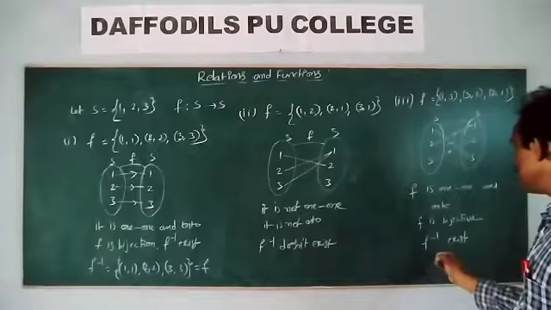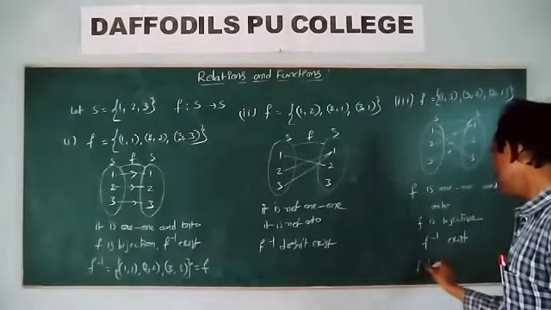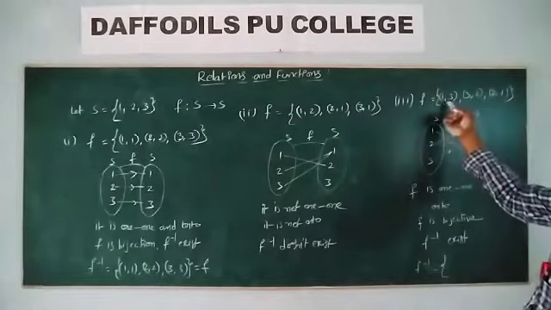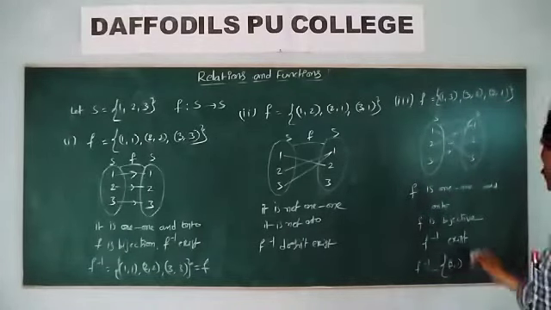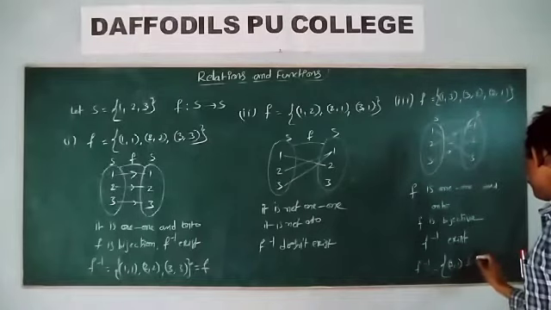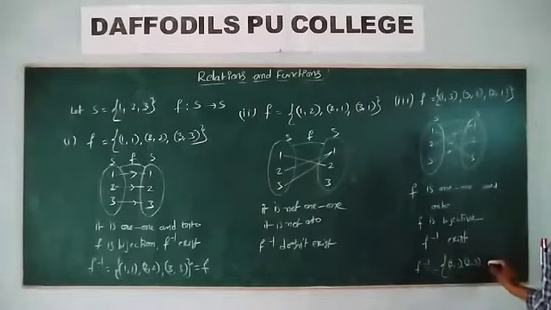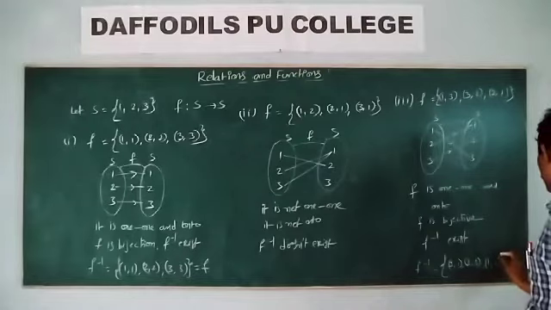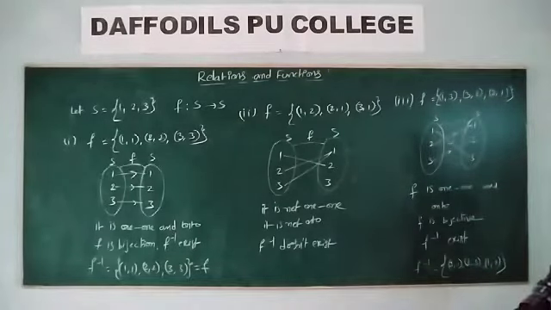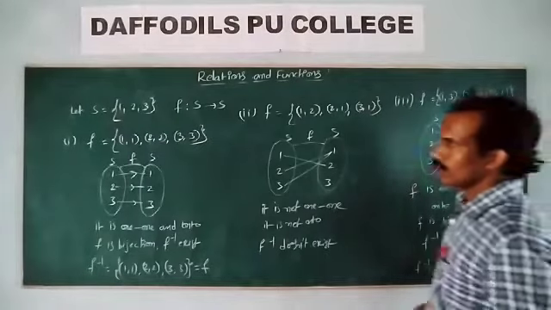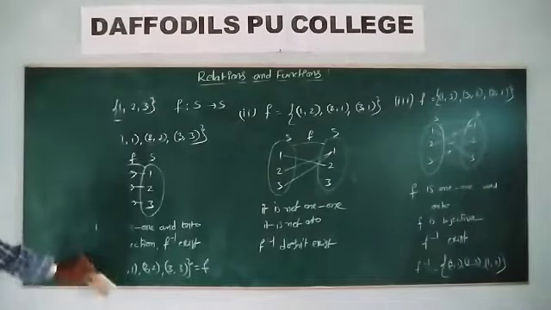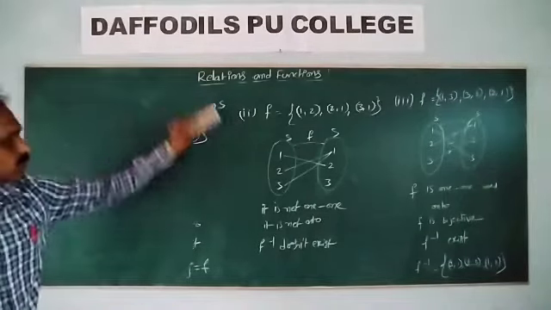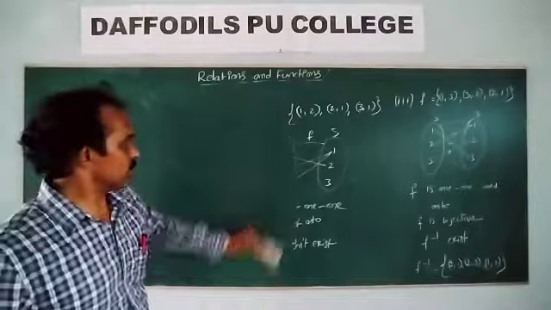Therefore, what is F inverse? F inverse is equal to {(3,1), (2,3), (1,2)}. So this is the F inverse. When is it possible? F is both one-one and onto, then only it is possible. Means F is bijective, then F inverse exists.